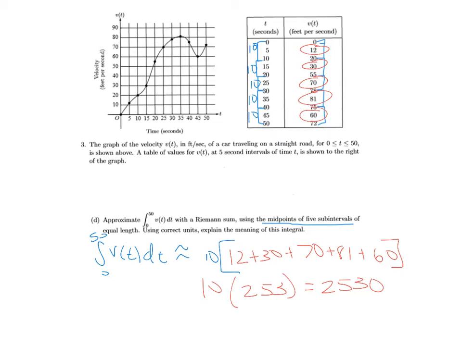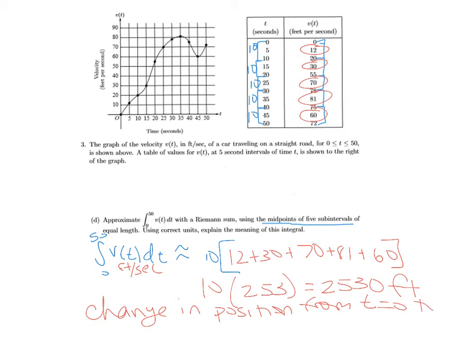So if I'm integrating feet per second, right? If I integrate feet per second, I get feet. And that is the change in the position, right? It's the change. This is feet, right? It's the change in the position from t equals 0 to t equals 50. And that's it. So this is a pretty straightforward problem. No big questions in this one, I hope.